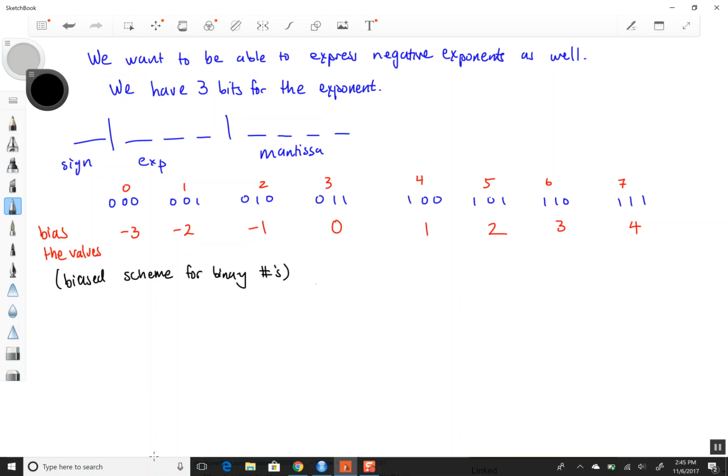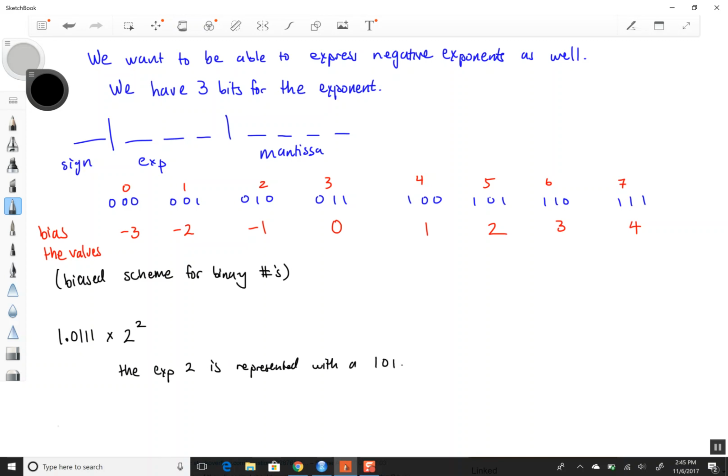So this is what we're gonna do. Earlier we said we have the number 1.0111 times 2 to the second, right? If we look at this, 2 is going to be represented by the pattern 101, or effectively a 5. There's a bias of 3 here. So the exponent 2 is represented with a 5, with a 101.